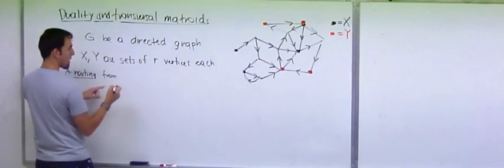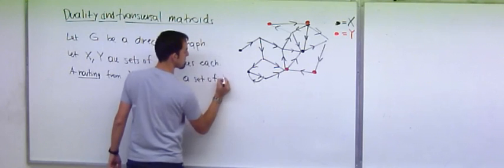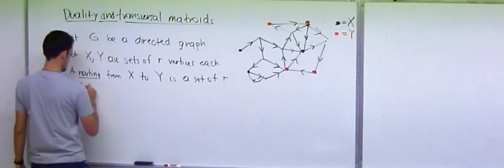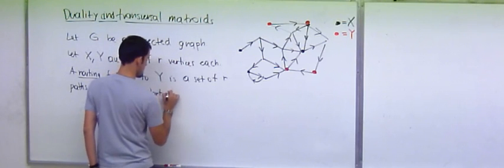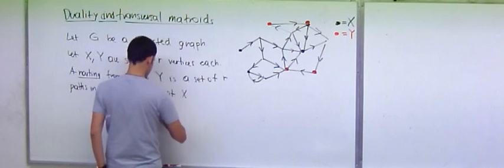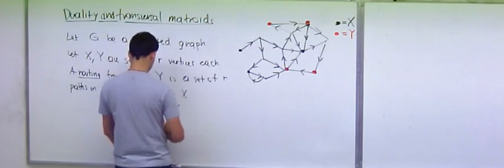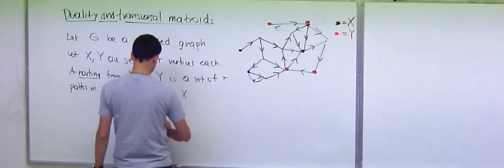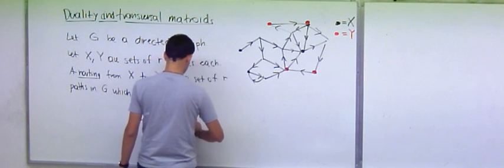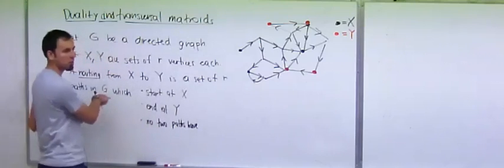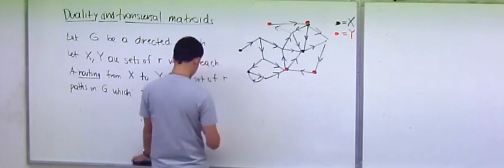Yeah. So a routing from X to Y is a set of r paths in the graph which start at X, end at Y, and have no vertices in common. So no two of them have vertices in common. And you have to go along the directions. A path in a directed graph is a path that goes in the prescribed directions. No two paths have vertices in common.